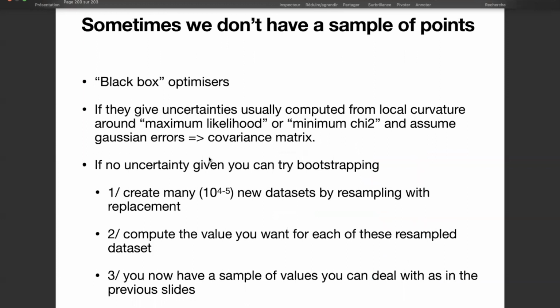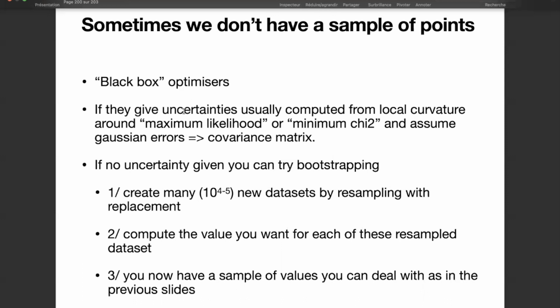And also sometimes you don't have a sample of points. Sometimes, for example, in your code base, you have a black box optimizer that gives you a number, tells you, okay, I've done a maximum likelihood or chi-square minimization, and this is your best value. And sometimes they don't give uncertainties. And if they do, usually they are computed by adjusting a local curvature around this maximum likelihood or minimum chi-square typically, and they assume Gaussian error, and what they output is a covariance matrix, so you can have it.